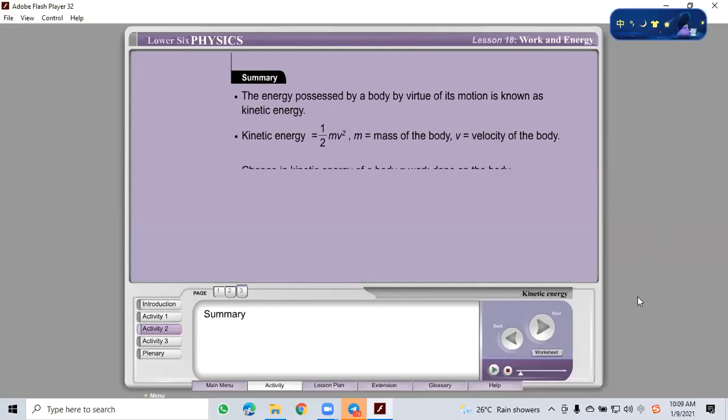Summary. The energy possessed by a body by virtue of its motion is known as kinetic energy. Kinetic energy equals half mv squared, where m is the mass of the body and v is the velocity of the body. Change in kinetic energy of a body equals work done on the body.